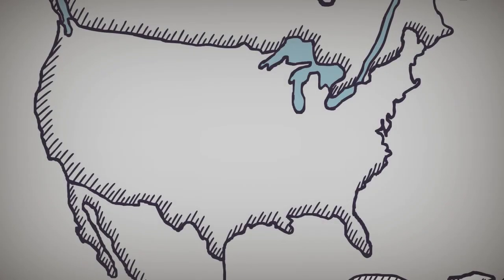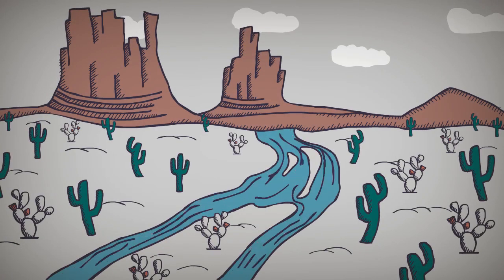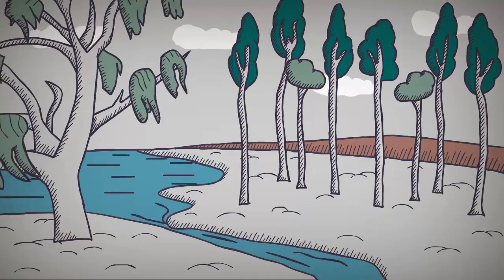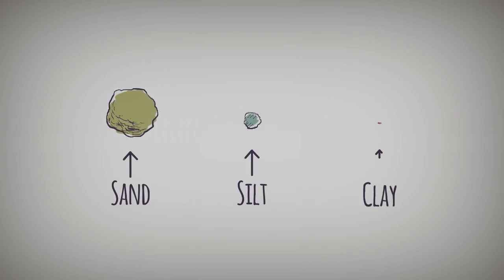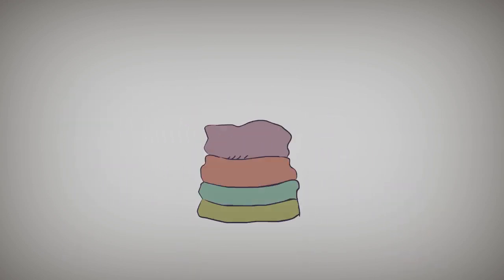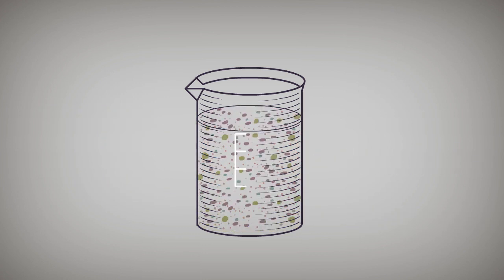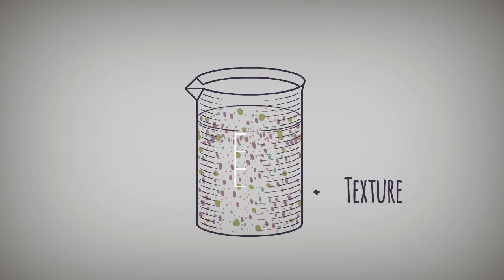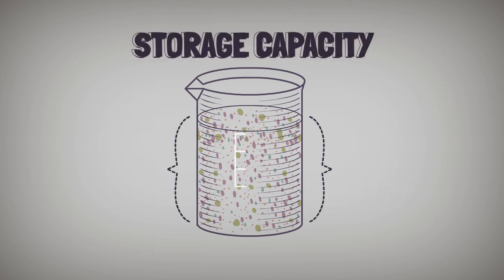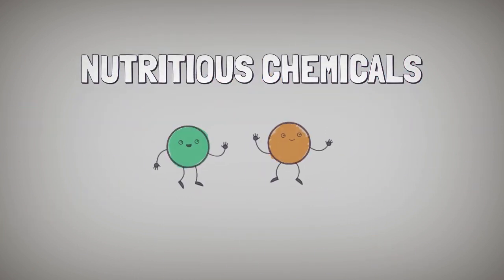Not all soils are created equal, and if it weren't for chemistry, we wouldn't be able to grow many crops here, nor here, nor here. It's like this. Soils are composed of sand, silt, clay, and organic matter. Some have more sand, others more clay. Each soil's unique blend determines its color, texture, and storage capacity for nutritious chemicals.